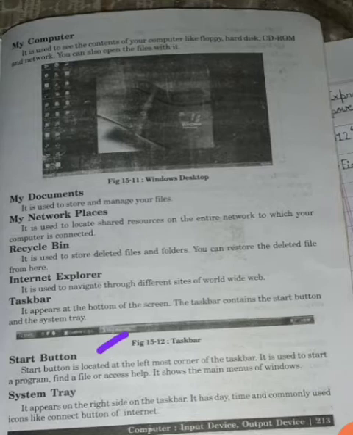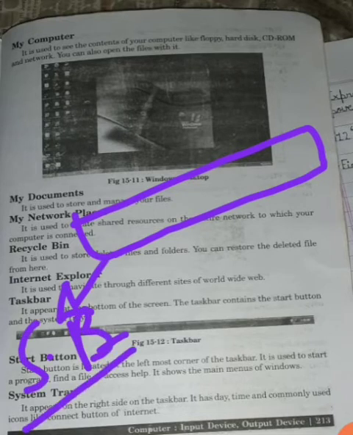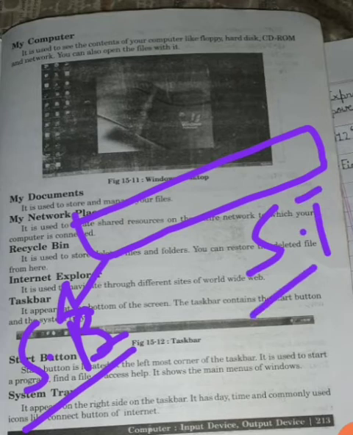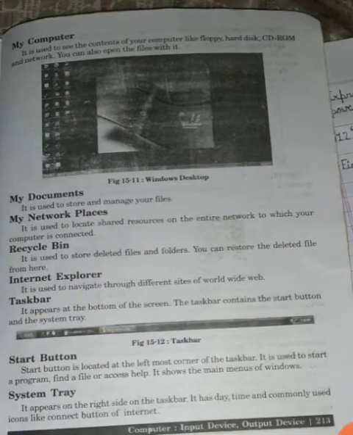You know, it is found at the very left of the computer, or you can say the desktop. And talking about the system tray, it appears on the right side of the taskbar. So if this is the taskbar, the start button will be at the left and the system tray will be at the right. The system tray basically displays the day, time, and commonly used icons like the internet connect button.